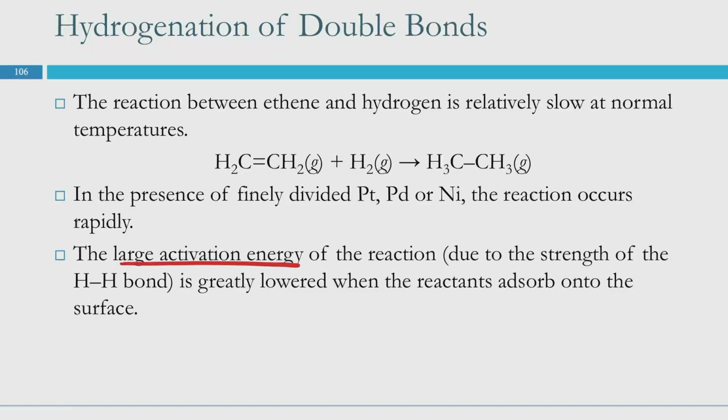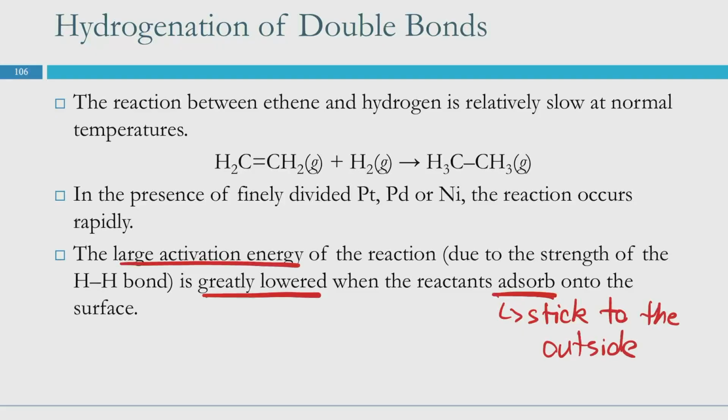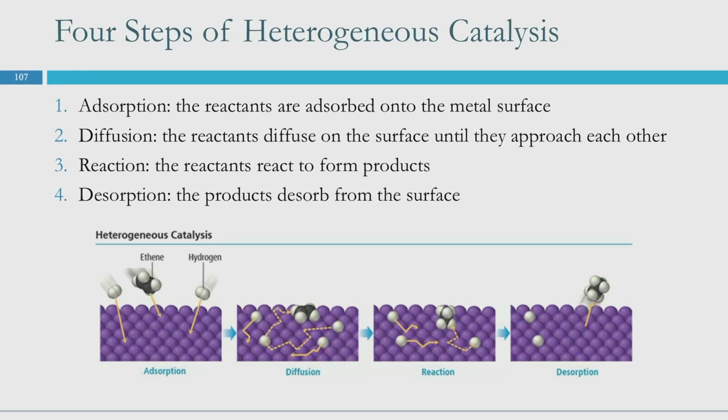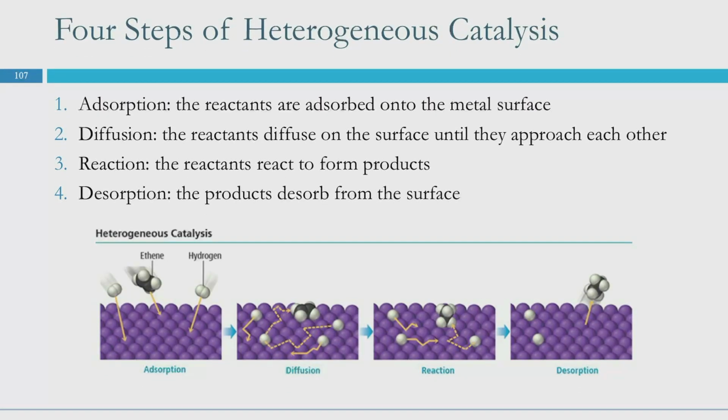And that's because the large activation energy is lowered when the reactants adsorb onto the surface. Adsorb is different from absorb. So when it adsorbs, that's like sticking it on the outside instead of sticking it on the inside. And here's what that looks like with pictures. So the four steps for our heterogeneous catalysis.